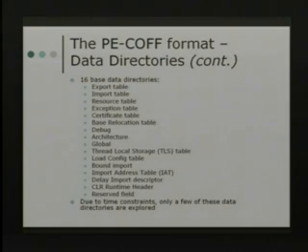Getting into it, we have the 16 base data directories, which are the export table, import table, resource table, et cetera. You can see them all there. The only things I'm really dealing with at the moment are the export table, import table, and address table, and I believe that's it. That just provides real basic information about what the program actually exports, if it's a DLL, or imports otherwise, or both.